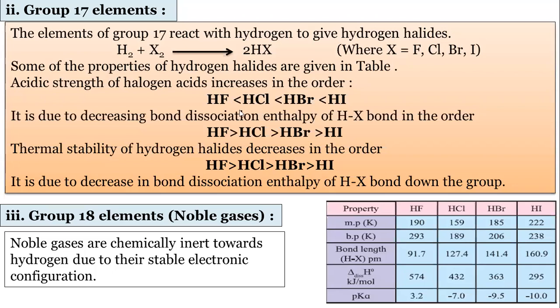So this question is asked for the board exam: why HF is a weak acid and why HI is a strong acid. And another question asked in the examination is thermal stability. HF is thermally more stable than HI because of the bond dissociation energy, meaning the amount of energy required to break the bond between hydrogen and fluorine is very high. We can see here in this table, 574 kilojoule per mole. It is the amount of energy required to break this bond. So that's why HF is thermally more stable and HI is thermally less stable.